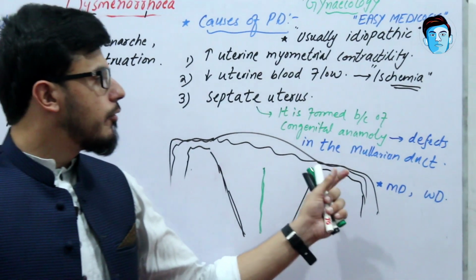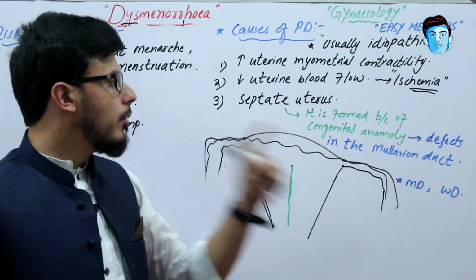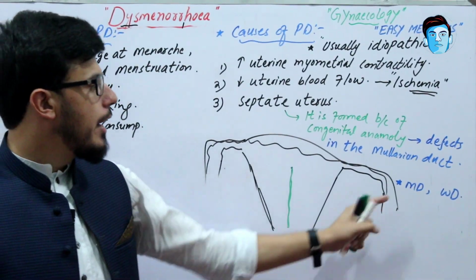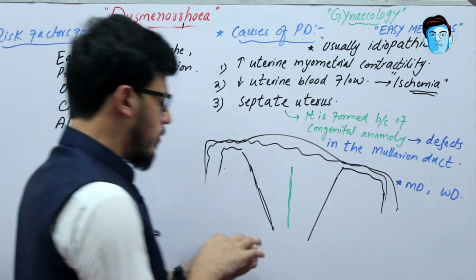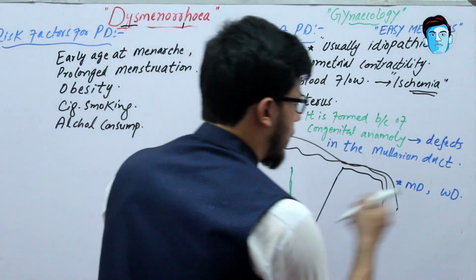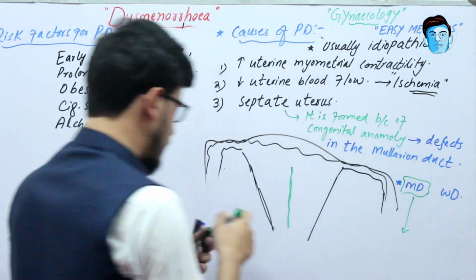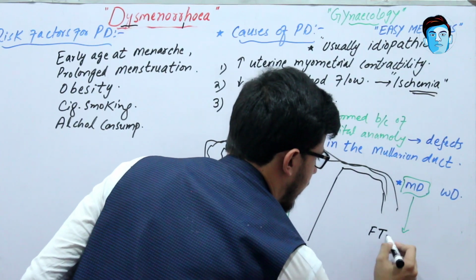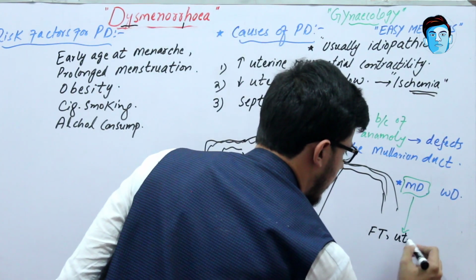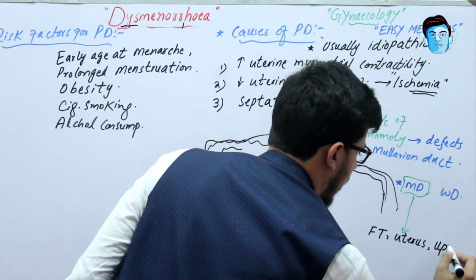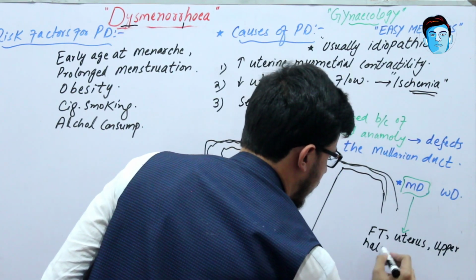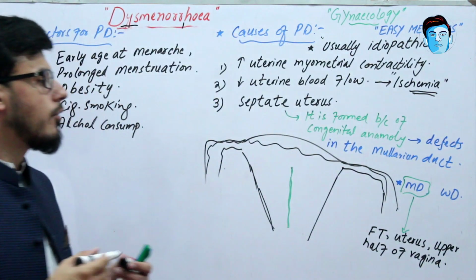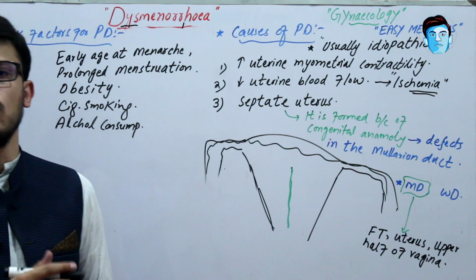Now if the fetus is female, the Mullerian duct persists, but the Wolffian duct disappears with the passage of time. The Mullerian duct forms the female reproductive system: it forms the fallopian tubes, it forms the uterus, and it forms the upper half of the vagina, while the lower part of the vagina is derived from the urogenital sinus.